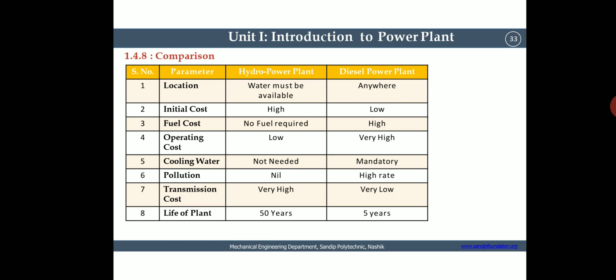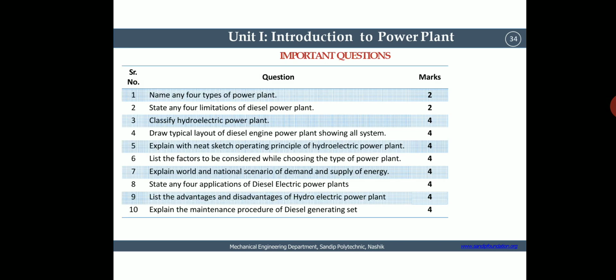Cooling water is not needed for hydro, but mandatory for a diesel power plant. Pollution is nil in the hydro power plant, while a high rate of pollution is possible in a diesel power plant. Transmission cost is very high for a hydraulic power plant and very low for a diesel power plant. Life of a hydraulic power plant is 50 years, while a diesel power plant is around 5 years.